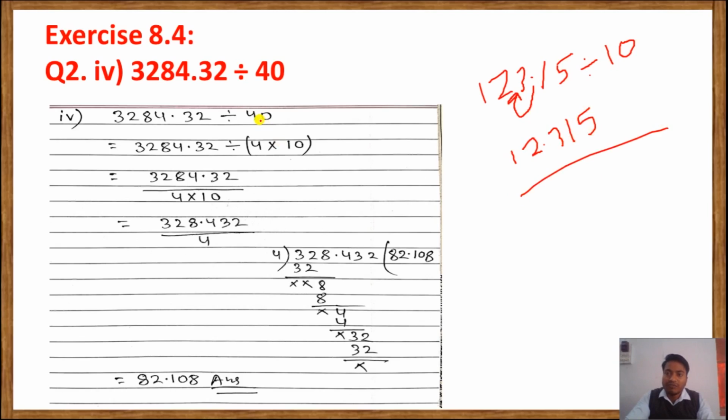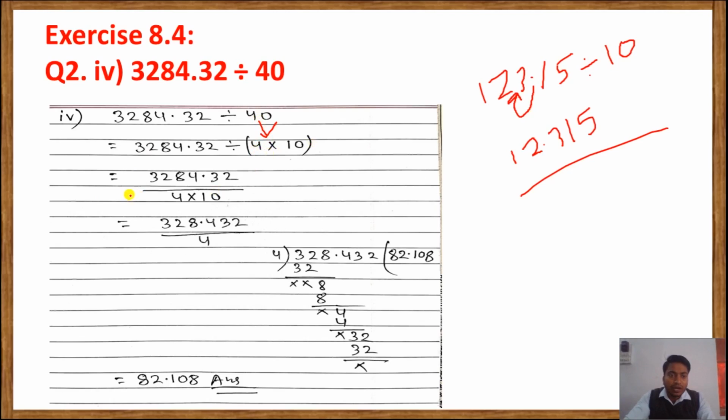But here we have 40. Here it was 10, but here we have 40. So this we can write like this: 4 into 10. See here, 3284.32 divided by 4 into 10. Since 10 into 4 is 40 only, we can write it like this.